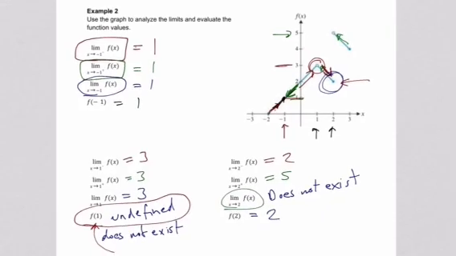In a lesson very soon, we'll work with limits more algebraically, but I think the concept of a limit, it's very helpful to think about these visual examples.